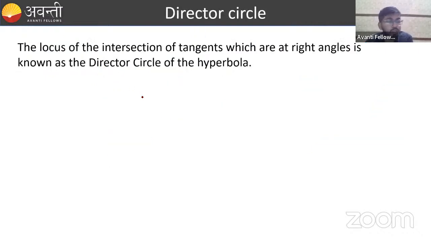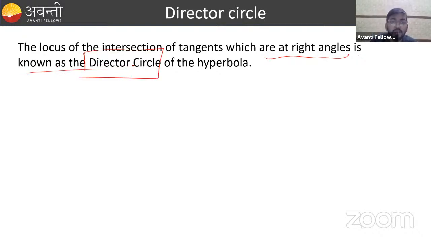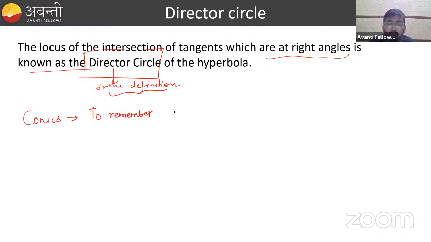Now, the locus of the intersection of tangents which are at right angles is called the director circle. The director circle has the same basic definition throughout conics. So I think the trick to conics is to remember one chapter thoroughly.